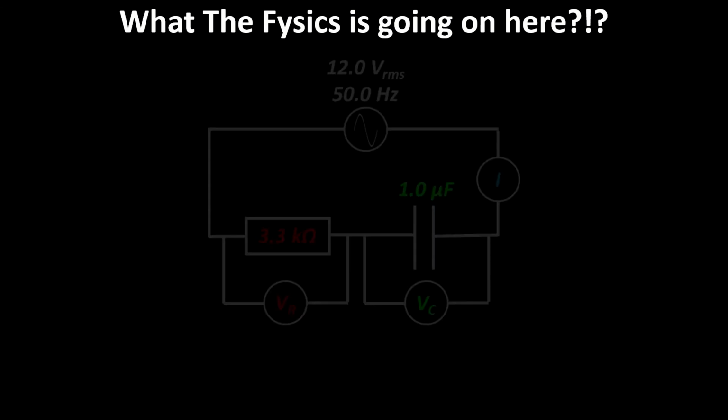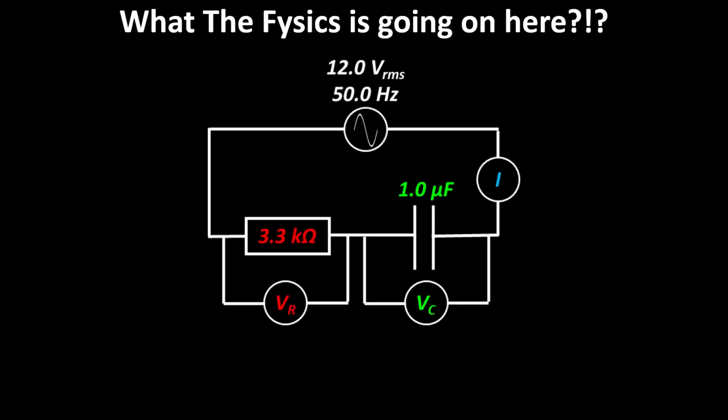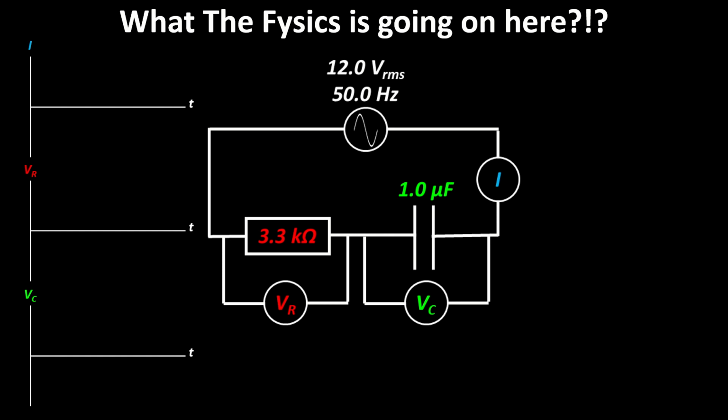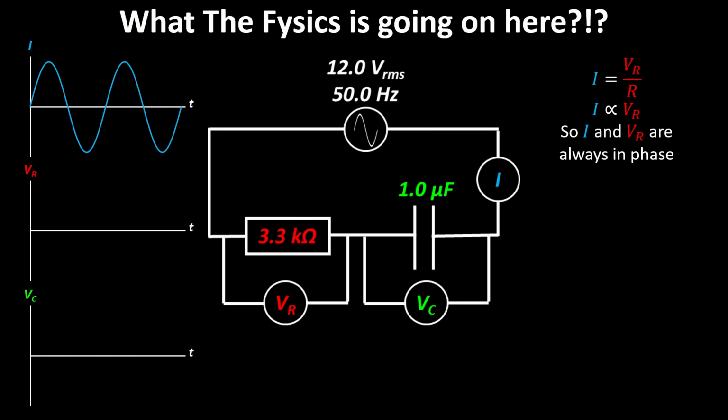So let's have a look at this in a bit more detail. If we take that same circuit and connect an oscilloscope or something like that, we can actually look at how things are behaving over time. I'm going to relate everything to current, and some of the concepts are easier to understand if we relate them to current. So if we say we've got a sinusoidally oscillating current, and remembering that current is directly proportional to resistor voltage, so current and resistor voltage are always in phase, it means the resistor voltage will also be sinusoidal.